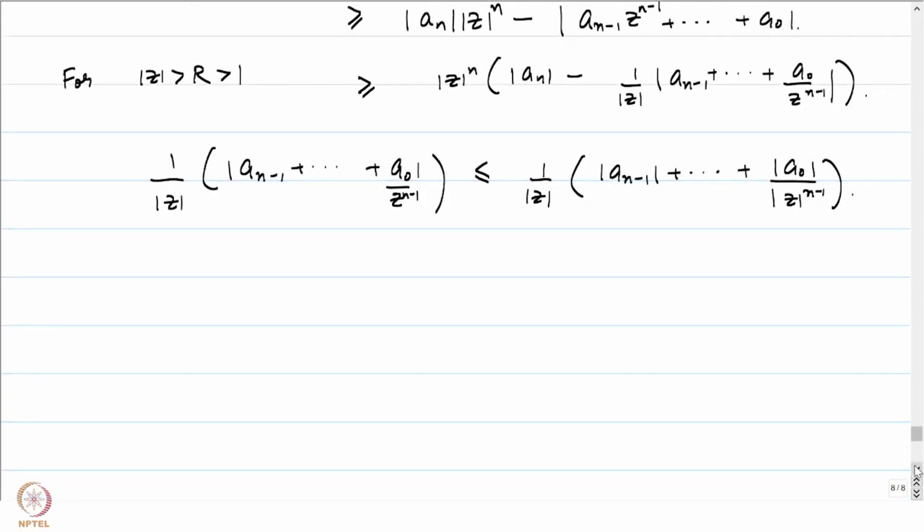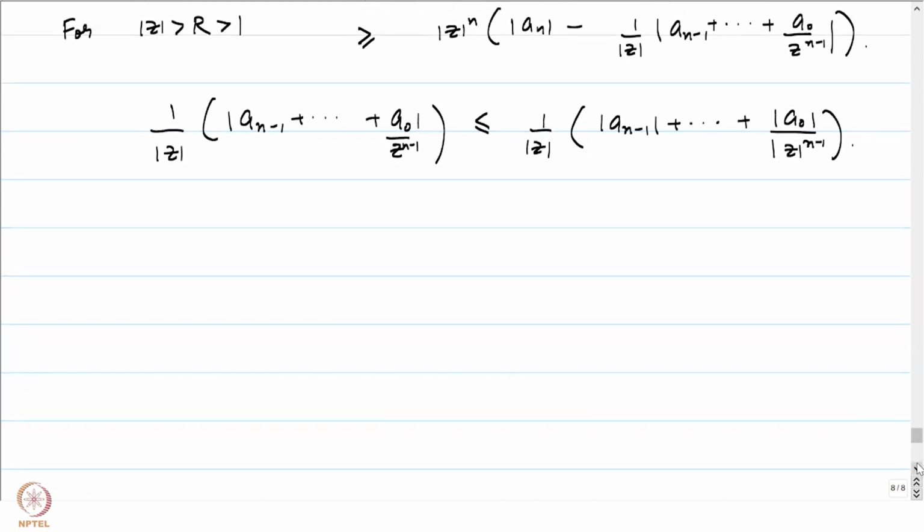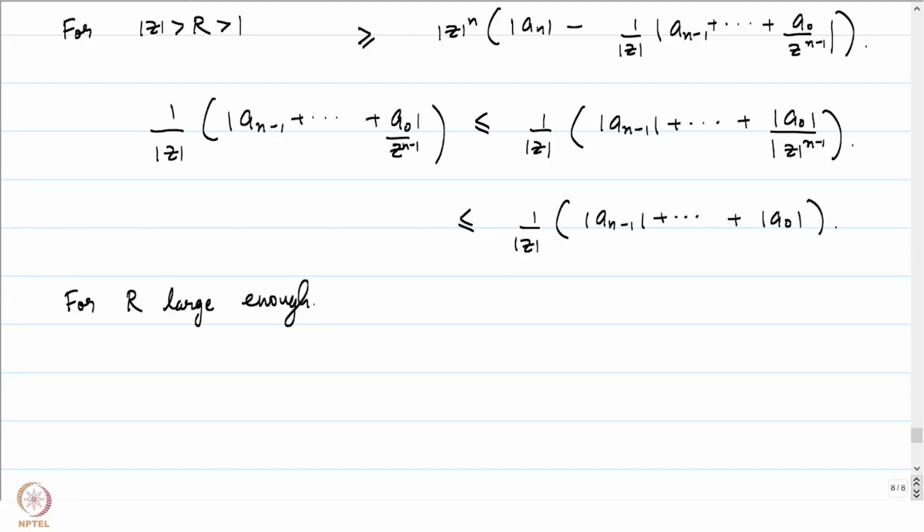And if we pick mod z to be greater than R, which is greater than 1 as well, in particular 1 by mod z will be less than 1, and therefore mod a0 by mod z to the power n minus 1 would be less than mod a0. Similarly, for all other terms, we will be able to write down something like this: mod a0, and by picking mod z as large as we want, for R large enough, this is less than or equal to mod a0.